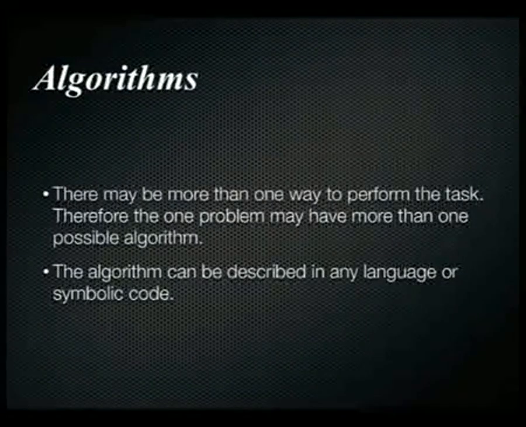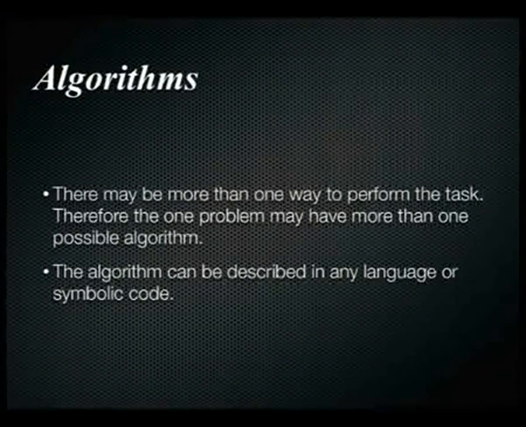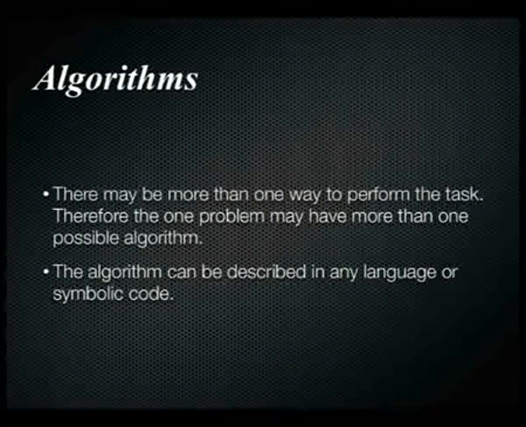The saying, "There's more than one way to skin a cat," is ever so true when it comes to writing programs. There is always more than one way to perform a particular task or to arrive at a particular solution. So you can write an algorithm to solve a particular problem in many different ways. Okay, and of course the algorithm can be described in any language or symbolic code.